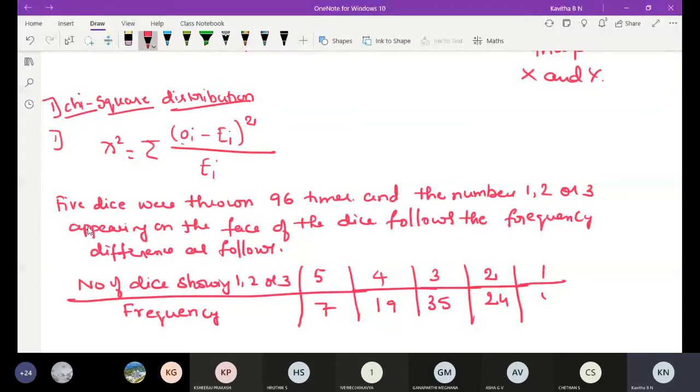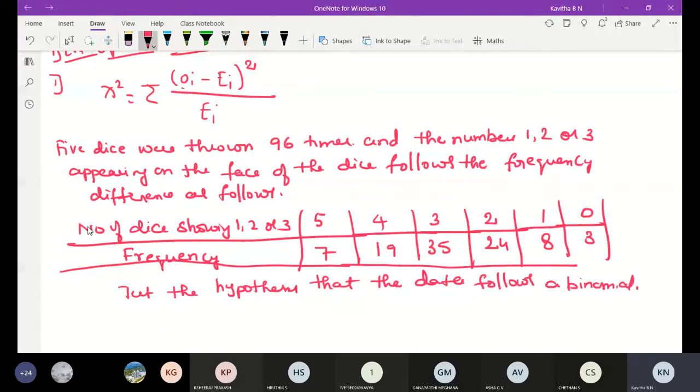Number of dice showing... Okay, test the hypothesis that the data follow a binomial distribution. The chi-square table value is 11.67 for 5 df. Okay.